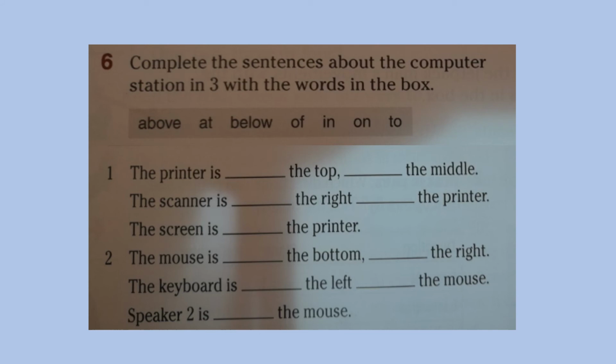Exercise 6 is also related to exercise 3 in the previous page. What we need to do now is to complete the sentences about the computer station in 3 with the words in the box. The words in the box are above, at, below, of, in, on, and to.